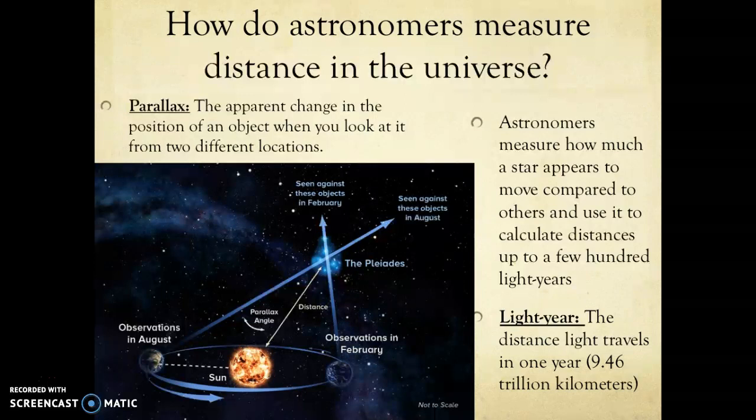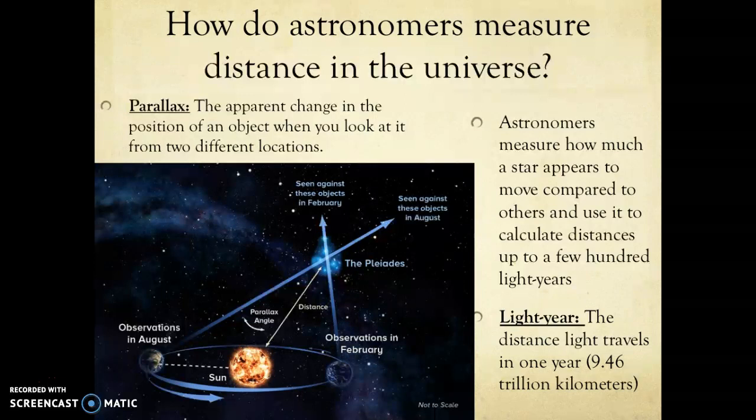So scientists, astronomers who study space, will measure how much the star, or whatever object it is, appears to move compared to other objects in the sky. And they'll use it to calculate the distances. And they can calculate up to a few hundred light years away. Anything further than that, it's very difficult to see, and it gets very difficult to calculate.